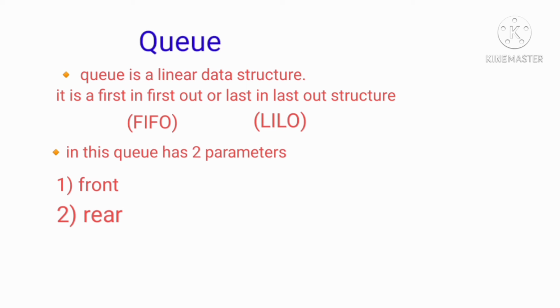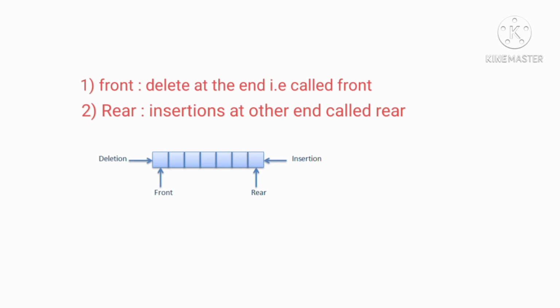Queue is a linear data structure. It is first in first out or last in last out. First in first out is FIFO and last in last out is LILO. A queue has two parameters. First one is front and second one is rear. What is meant by front and what is meant by rear? Let me tell you. Front is where deletion happens at one end, and rear means insertion at the other end.